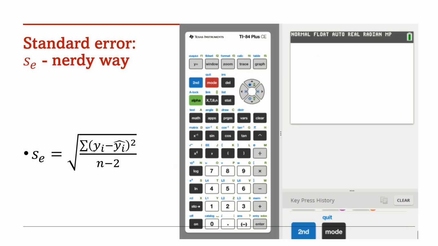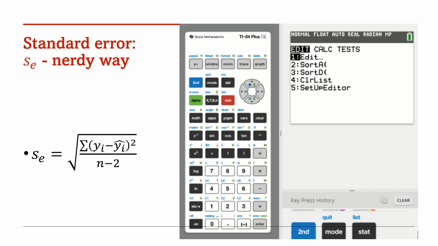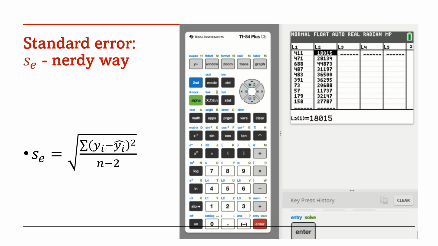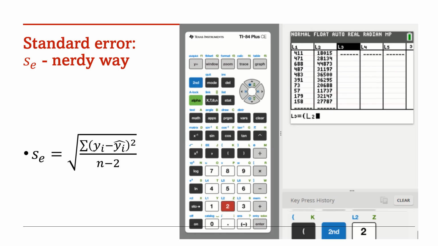The only thing we don't like about that other way is that I have to type in the number on my screen and I might make a mistake there. So a nerdier version of how we could do this is use our standard error formula that we learned last time. We're going to go into Edit, and I'm going to go to L3. What I'm going to do is find the deviation squared from y minus y hat, and that's going to be here. My y values are going to be in L2, minus my y hat values are going to be evaluating whatever my function is at the x's that are in my L1.